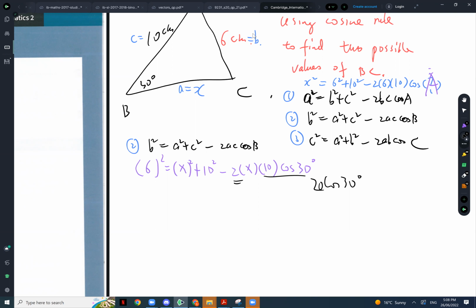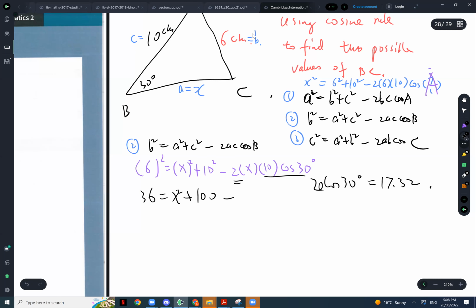Okay. Cosine 30 is 0.5, right? No, no. 0.8. So that's sine 30. Yes. This one equals 17.32. Okay. That's the equation. Which one? Cosine rule. Yes. Okay. No sine here. So this one is just to revise the cosine rule.